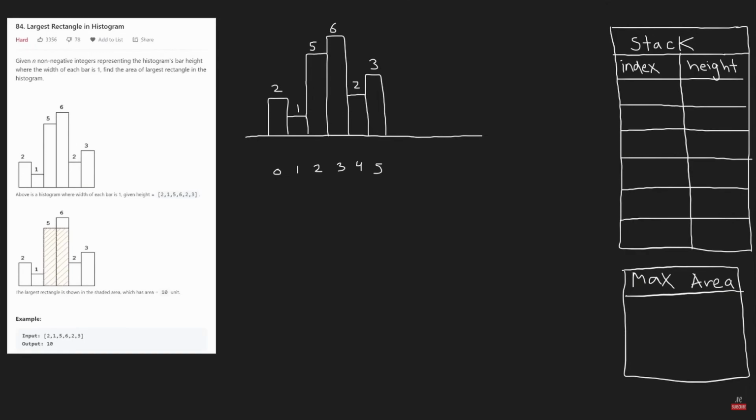I'm also gonna be maintaining what the max area is so far. So now let's start at the beginning of the array. We get element 2. So since there's nothing in the stack, we can't pop anything, let's just add it. So starting at index 0, we have a height of 2.